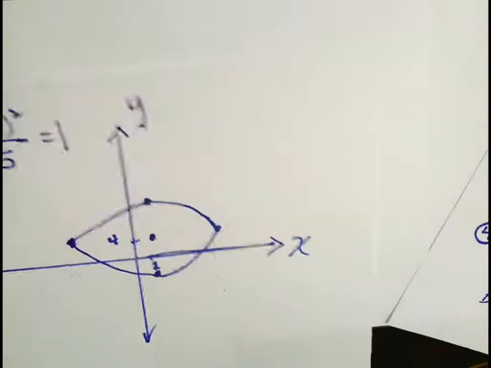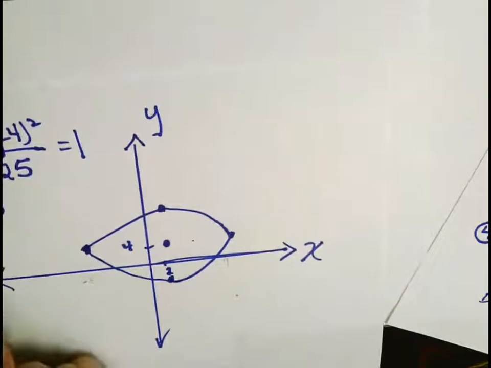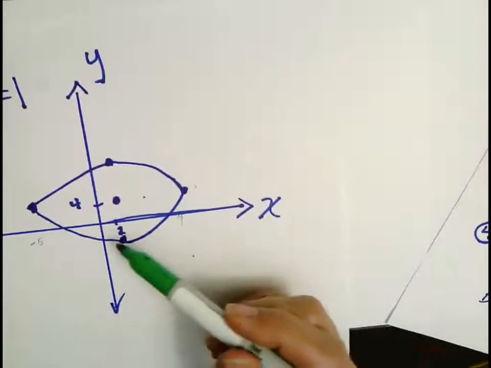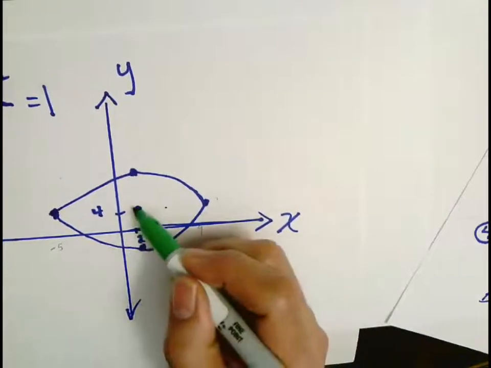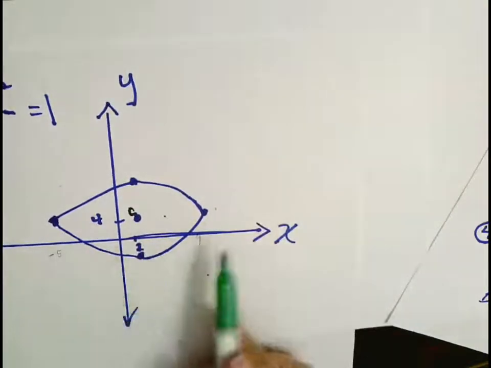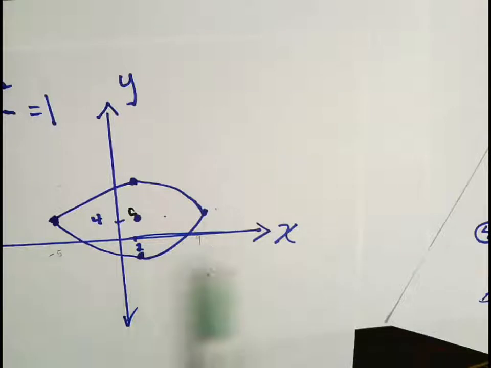And then we're going to sketch it. But we have to first of all sketch the center. You see, here's the center right here. I'm just estimating this. I go to the right 2 and up 4. So here's my center. The horizontal axis is going to be the major axis.